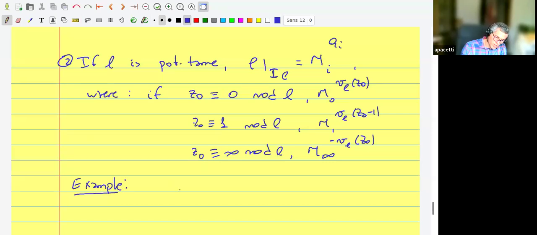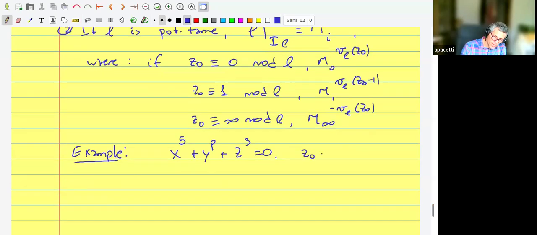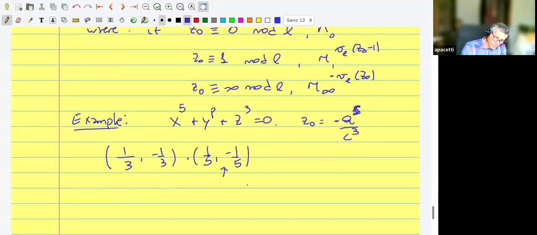Suppose you want to understand the equation with exponents 5, P, 3. Okay? So my specialization is going to be in a solution which is of this form: a to the 5th, C cubed. And so I'm going to choose the rational numbers to be 1/3, minus 1/3, 1/5, minus 1/5. Why is that? Because in this case, this is telling me that the matrix at 0 is going to be a 5th root of unity.